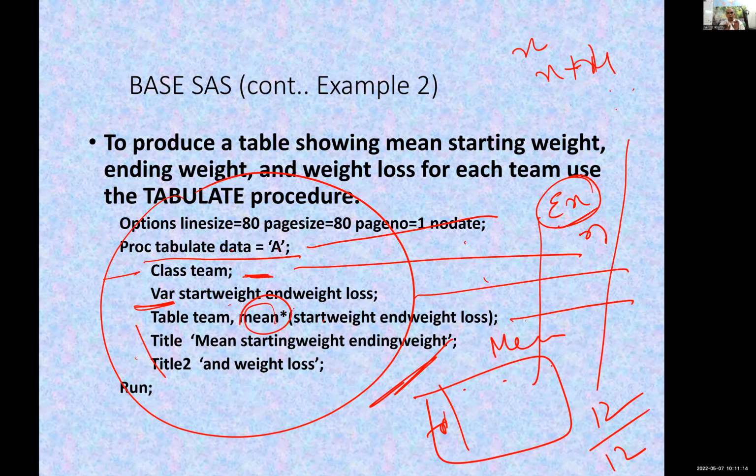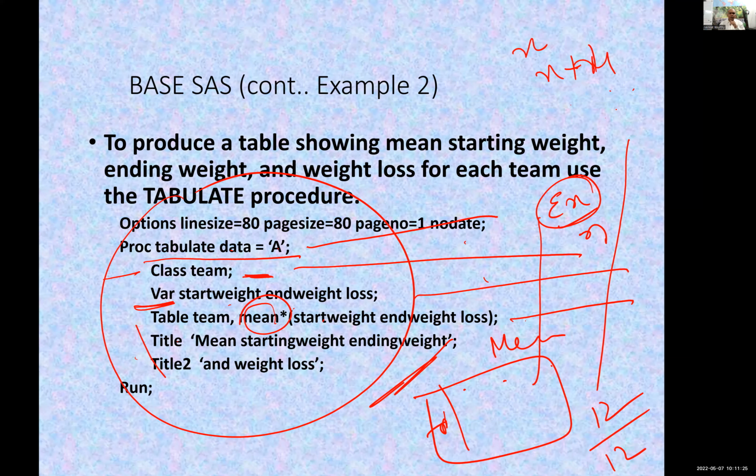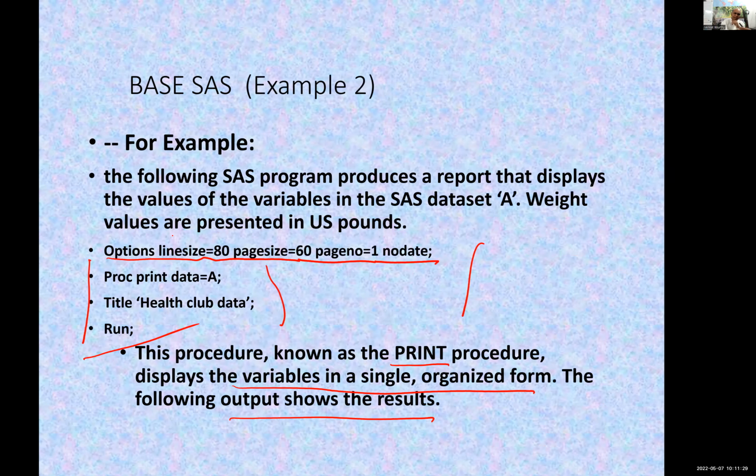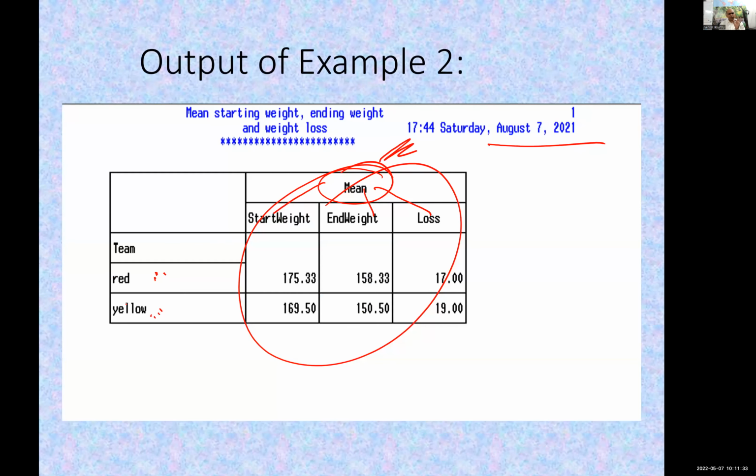SAS wrote all the programs. Simply you need to call that program. That's enough. Now, this is the output you are able to get. So this procedure is proc tabulate. Before that, proc print, printing the output. So it's very simple here. It is going to provide you something like this.